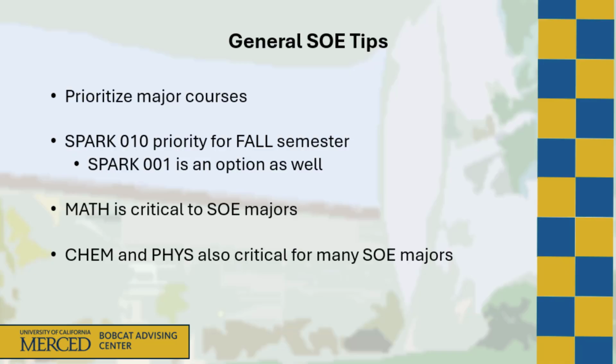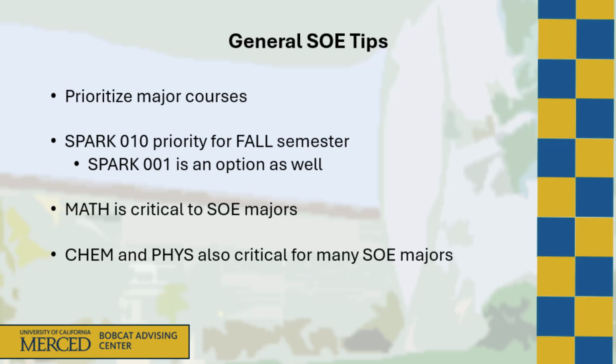Registration tips. As we get closer to registration, there are a few general registration tips you should know. Although students can satisfy the SPARK requirement with either SPARK 1 or 10, SPARK 10 is a prioritized course for the fall semester. It's always encouraged to prioritize major courses over electives and GE classes. Math is a critical course for all School of Engineering majors, so please ensure that it remains in your schedule.